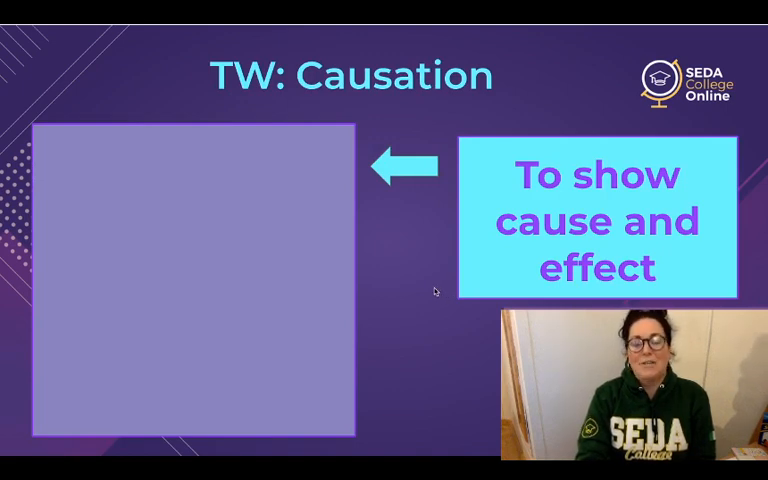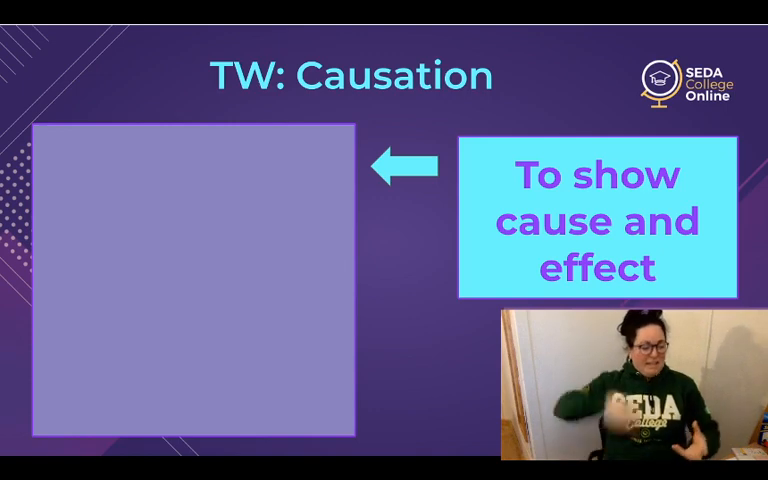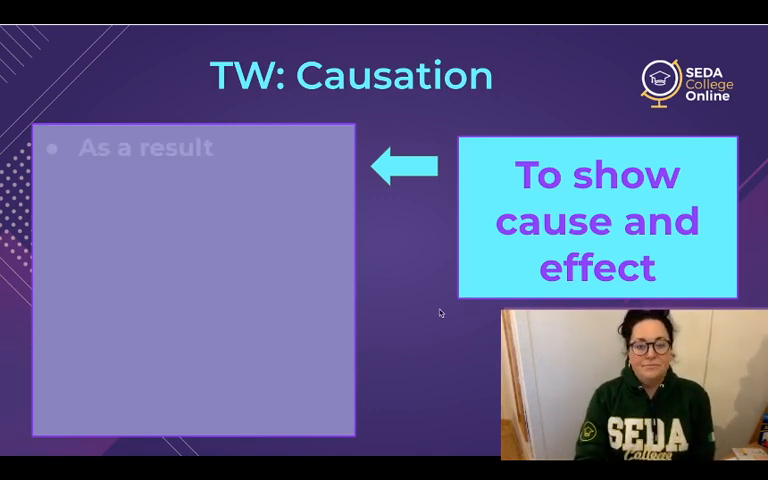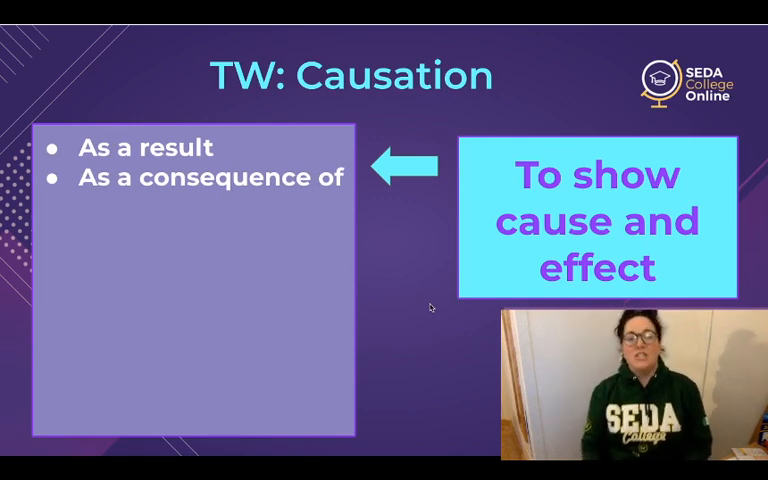This is our last group of transition words. Causation, to show cause and effect. This happened, therefore this happened, okay? As a result, as a consequence of eating too much pizza, Mary got sick.